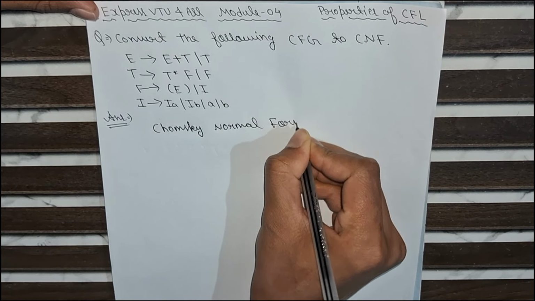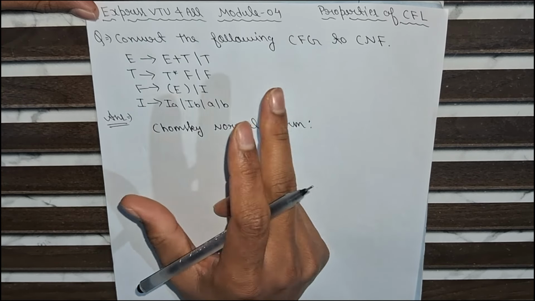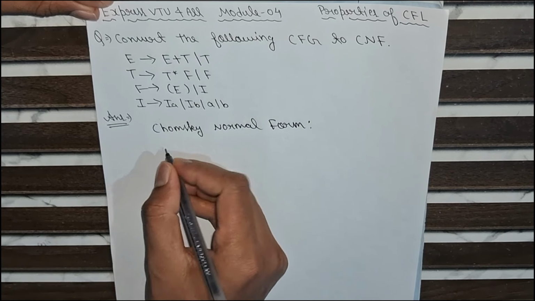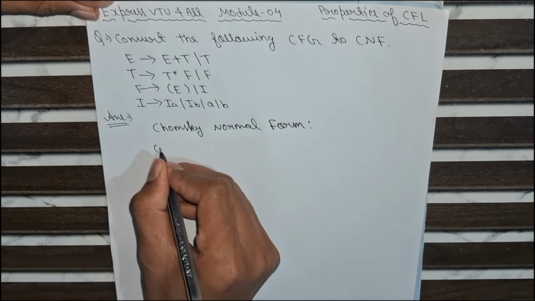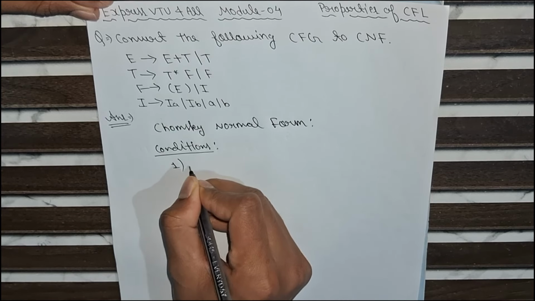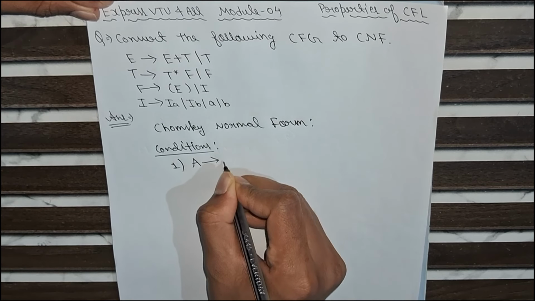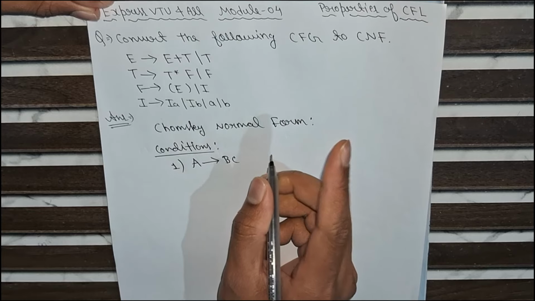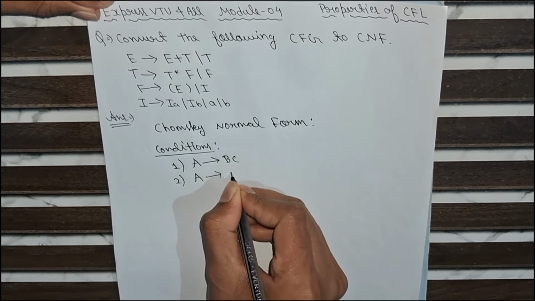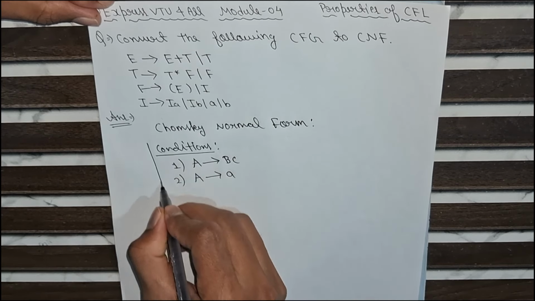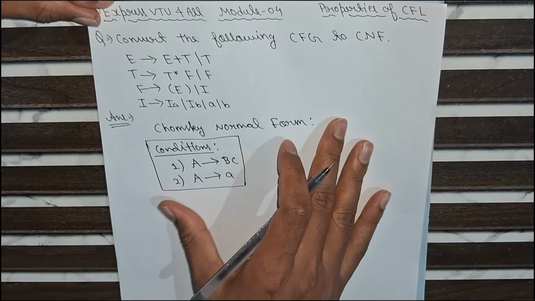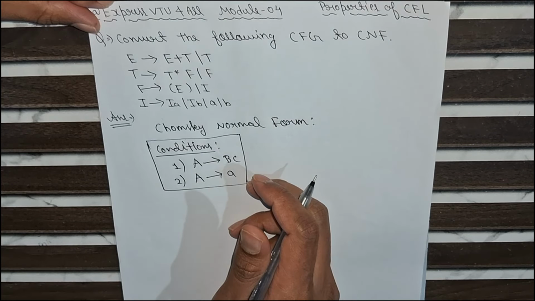There are two conditions which should be satisfied by a context-free grammar to be in Chomsky Normal Form, CNF. What are those conditions? The first condition is that a single variable implies two different variables. This is the first condition. And the second condition is that a single variable implies only one terminal. Those productions which are coming in this grammar are known as Chomsky Normal Form.